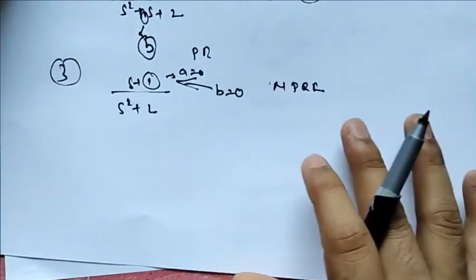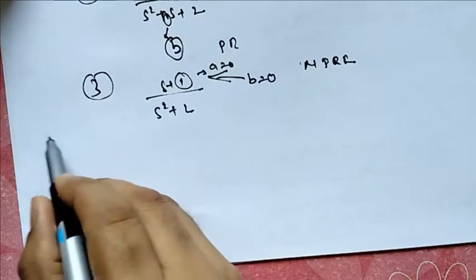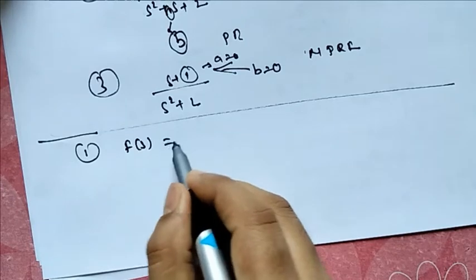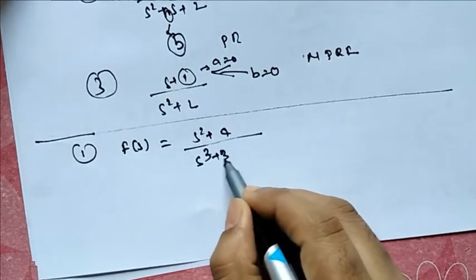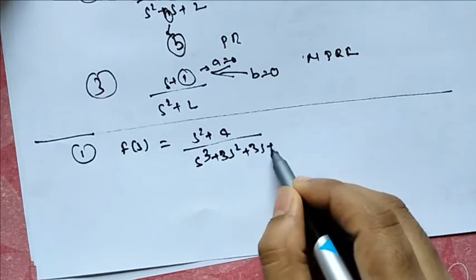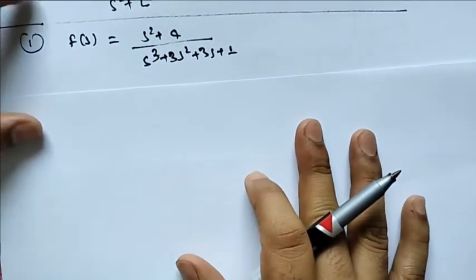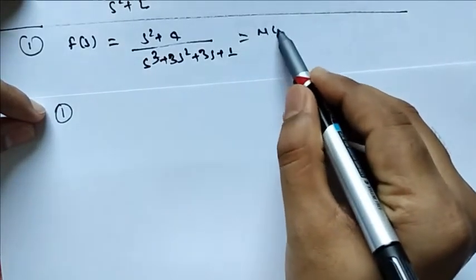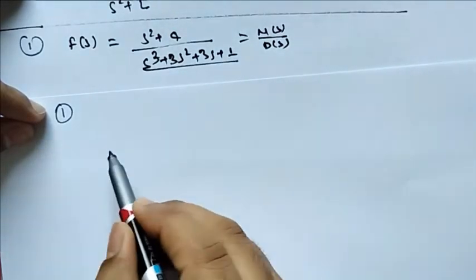Now I am going to take one more example and we are going to see whether the function is PRF or not. Take F(s) equal to s square plus 4 over s cube plus 3s square plus 3s plus 1. This is the function that I have taken. Now let me take it on another sheet. This is the function we have taken. First, what we need to do is apply the Hurwitz test. This is N(s) by D(s). Now we need to apply the Hurwitz test to this function.